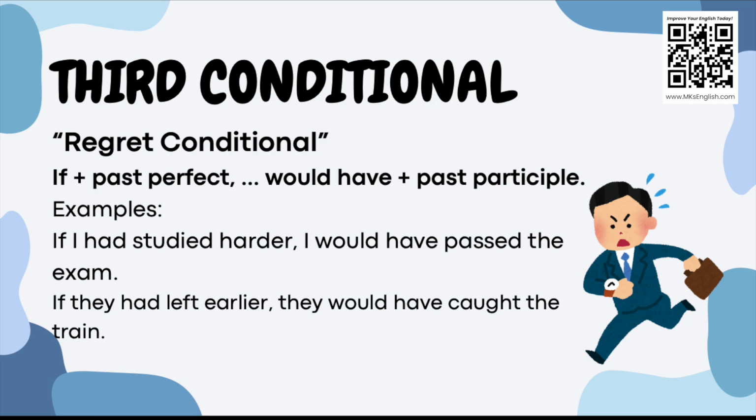Finally, we have the third conditional. This one is about the past, but specifically things that didn't happen. We build it like this: if plus the past perfect plus would have and the past participle. For example, if I had studied harder, I would have passed the exam. Or, if they had left earlier, they would have caught the train. This is the, let's call it, regret conditional. We use it to imagine a different past.